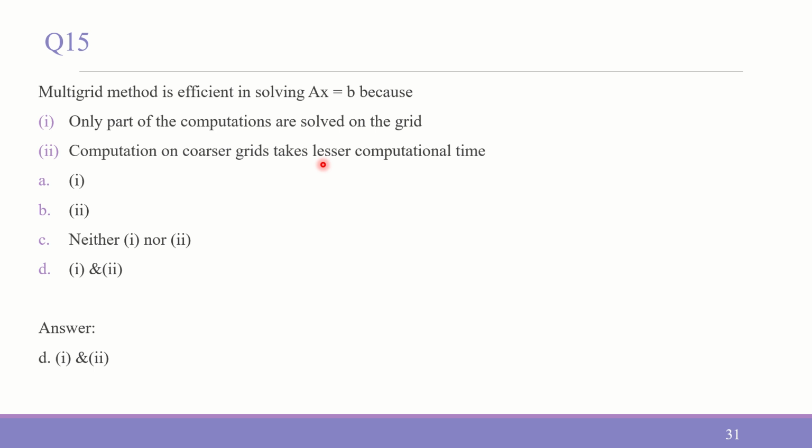So both statements 1 and 2 are true. So the answer is option D, that is, 1 and 2. The multigrid method is efficient in solving Ax = B because only part of the computations are solved on the grid, and second, computation on coarser grids takes less computational time. So both 1 and 2 are right. Option D is the right answer.